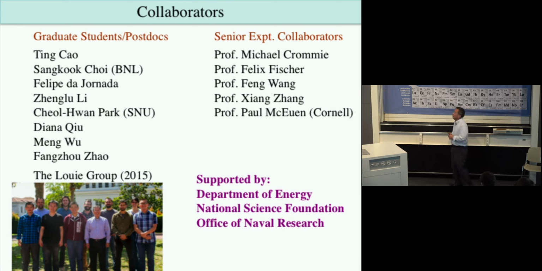Here's a summary. I hope I have conveyed to you that atomically thin 2D materials are different, and they potentially can be very useful. They have many interesting new properties, and those can be tuned by the environment.